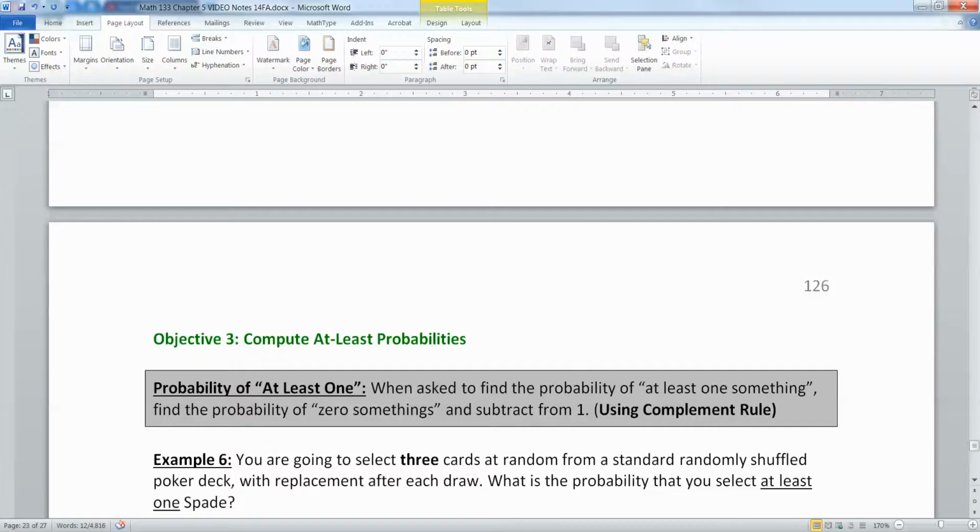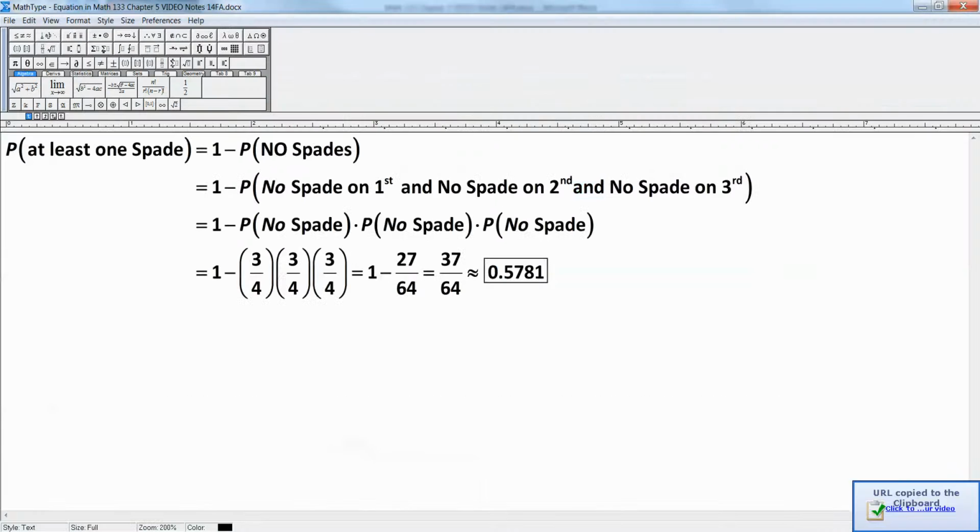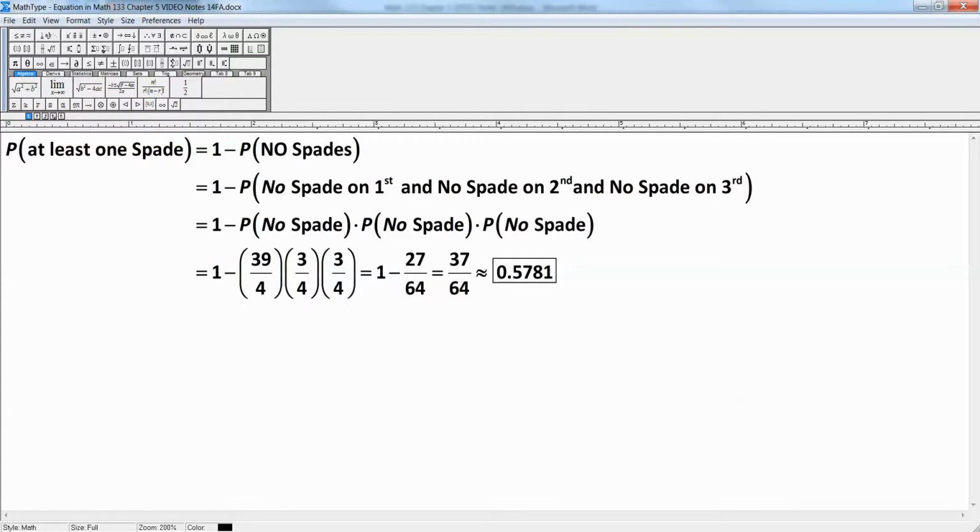So let me go back here. Oops, sorry, I went too far. So I want none of them. So this "and" turns into this little dot right here. So I'm multiplying. I want no spades on the first card times no spades on the second card times no spades on the third card. And I'm multiplying them because it's an "and." It's a none. No spades, none. That's an "and." All right, well, the chances of you not getting a spade is 3/4. Or if you want, you could say it's 39 over 52 if that makes you happier.